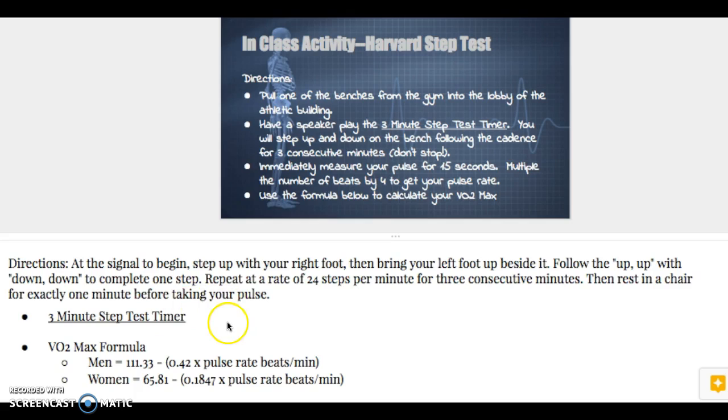Looking at the notes section, there's another link to the step test, and then there's the VO2 max formula. For guys, it's 111.33 minus 0.42 times your pulse rate in beats per minute. So don't use the number of beats you have in 15 seconds; you have to times it by 4. Women, you have a slightly different formula, but it's still the number of beats you have in 1 minute times that. Don't forget to times the 15 by 4 to get to a minute.